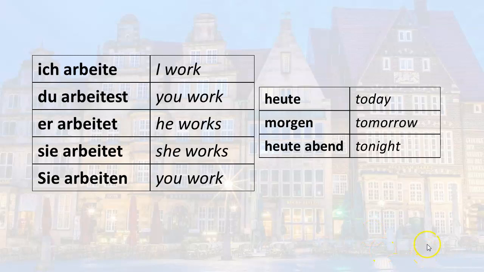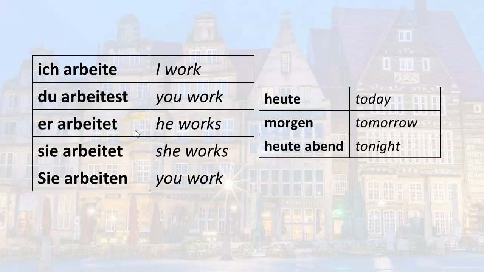If you want to say I work today, you would say ich arbeite heute. I work tomorrow. Ich arbeite morgen. I work tonight. Ich arbeite heute Abend. You work today. Du arbeitest heute. You work tomorrow. Du arbeitest morgen. You work tonight. Du arbeitest heute Abend.